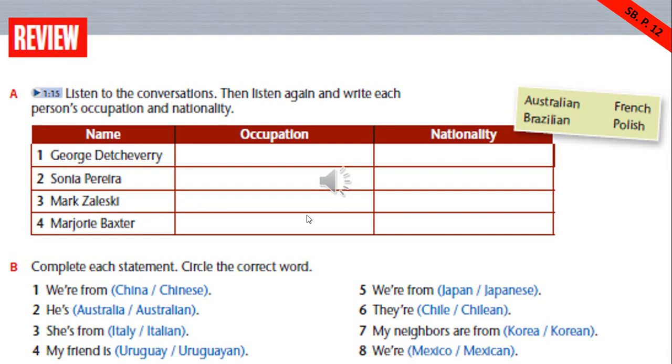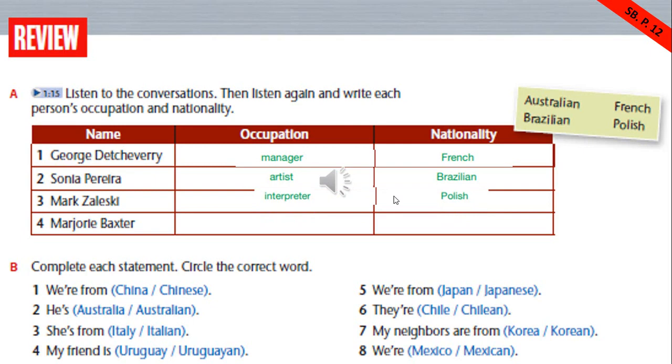Okay, now let's check our answers together. What about the first person? I think he's a man. Yes, George is a man. So what is his occupation and what is his nationality? He's a manager and he is French. Okay, good. What about Sonia? What is her job and what is her nationality? She's an artist and she's Brazilian. Yeah, good. What about Mr. Mark? Mr. Mark is an interpreter and he is Polish.